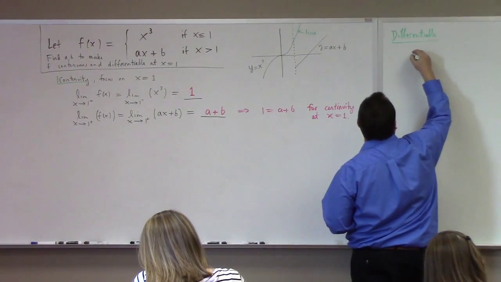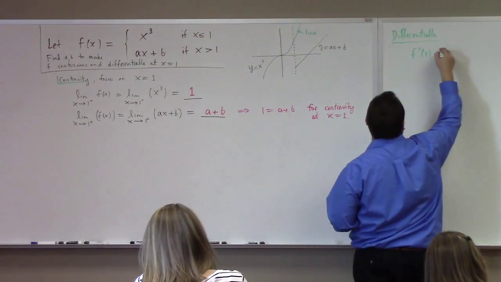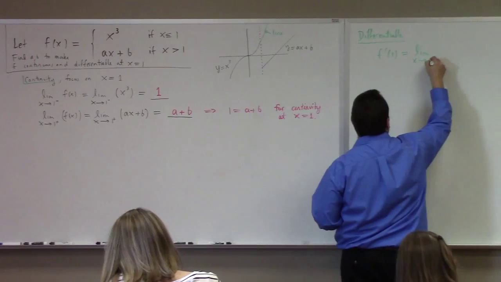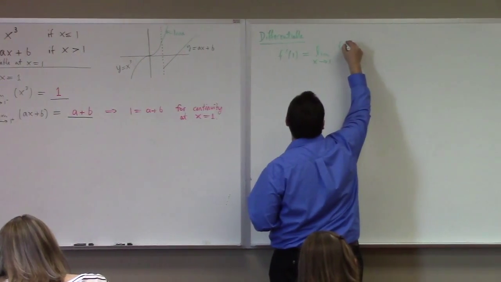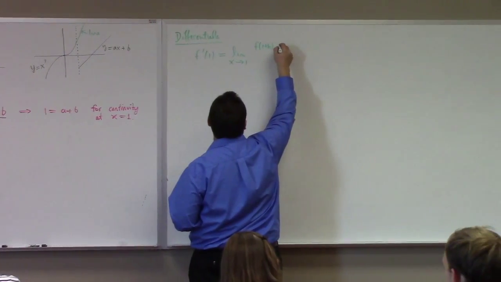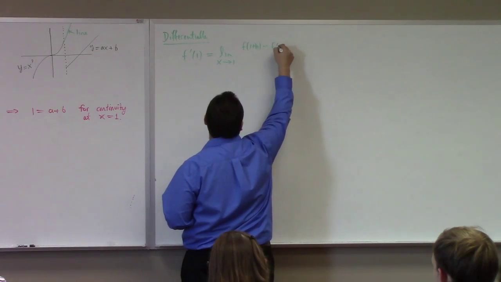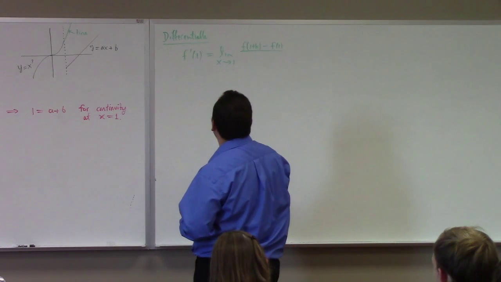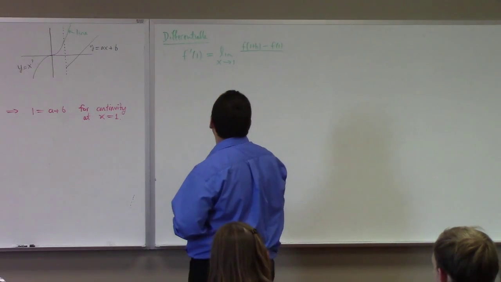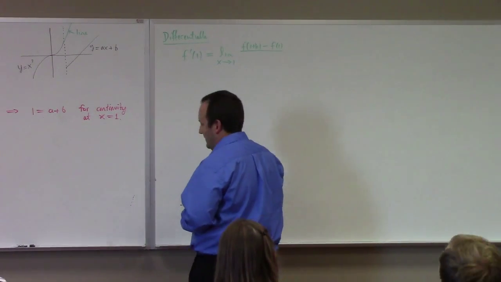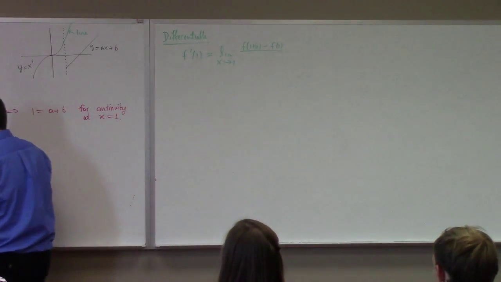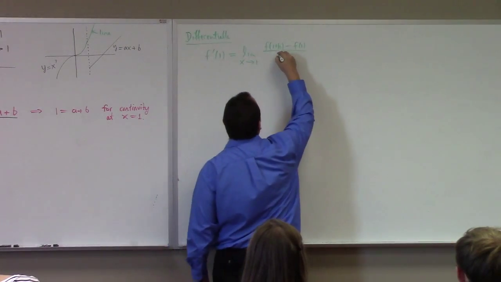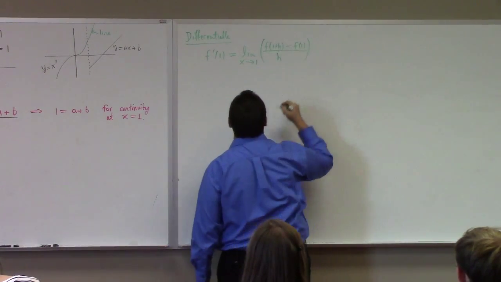So we have to have f prime of 1, which is what? The limit as x approaches 1 of what? f of 1 plus h minus f of 1. Oh, I'm sorry, guys, I'll do it this way. There's an easier way than to actually do this limit.